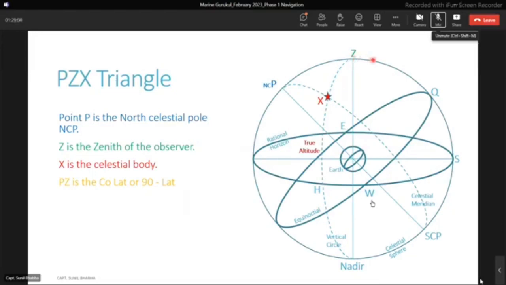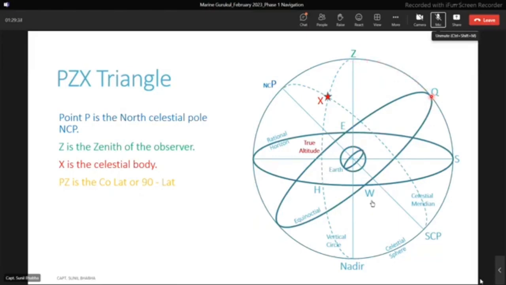So this arc which you see from the Q point to the zenith of the observer represents the latitude of the observer. Now since Earth and celestial sphere are both concentric circles, whether you measure this arc on the surface of Earth or on the celestial sphere, the arc is going to remain the same. So ZQ or QZ is the latitude of the observer.